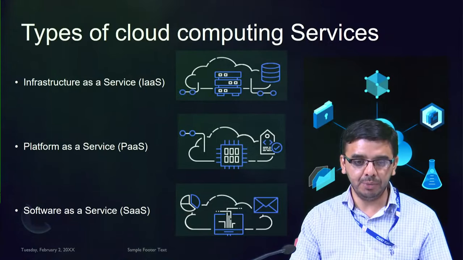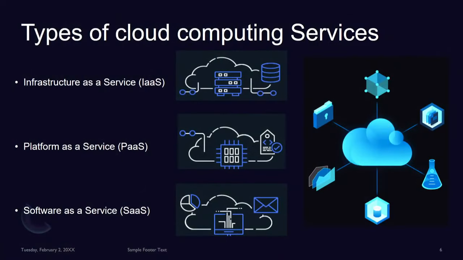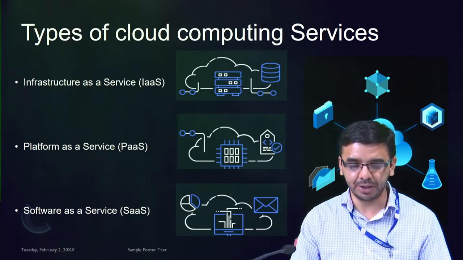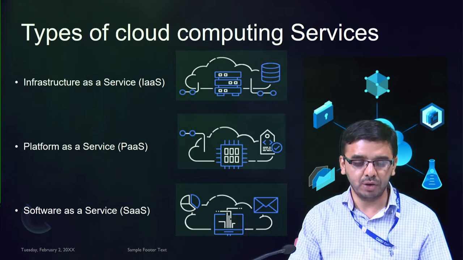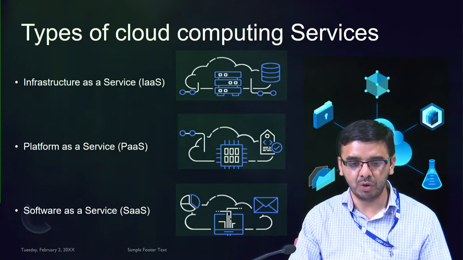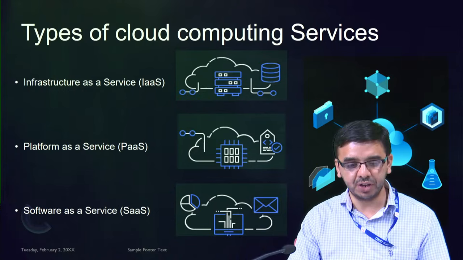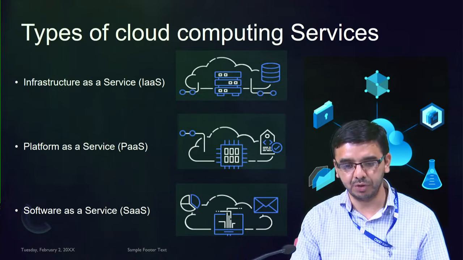So basically, the types of cloud computing services which are offered by a service provider are divided into three parts. One is called infrastructure as a service. In the case of infrastructure as a service, we are buying all the hardware as a service from the service provider, but the management is done by ourselves. We will discuss this in more detail next. The second type of cloud computing service is platform as a service, and the third is called software as a service.